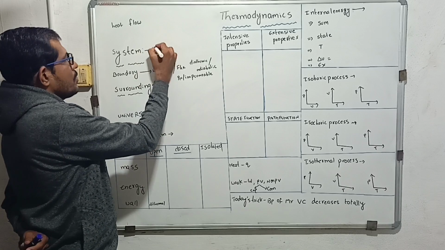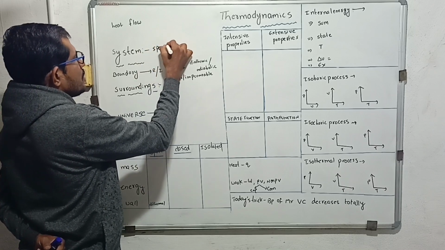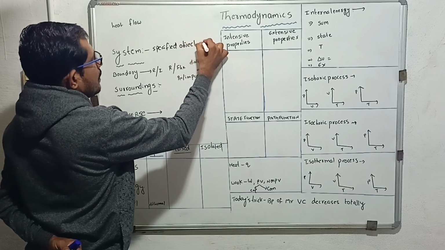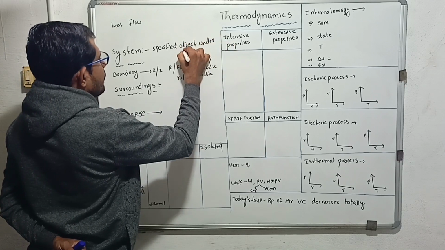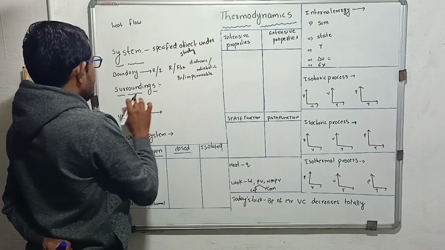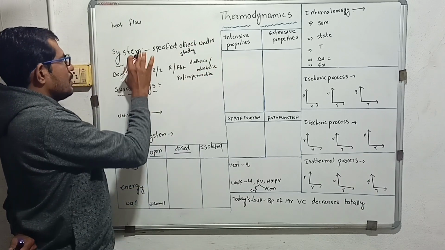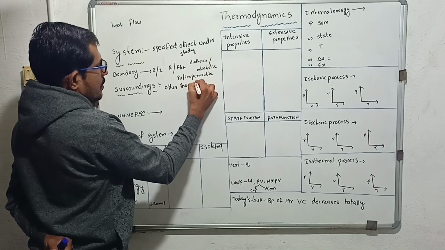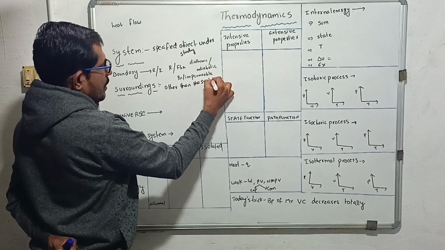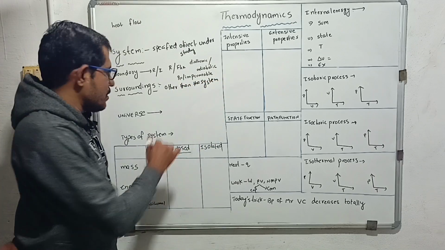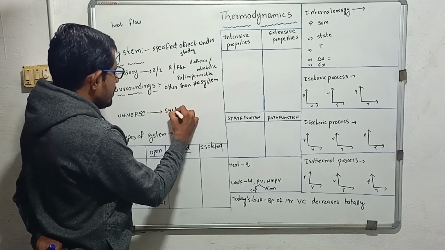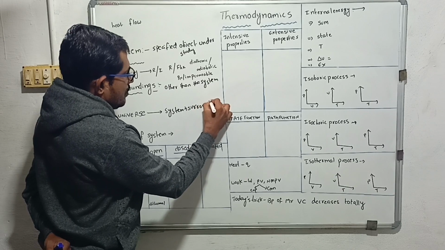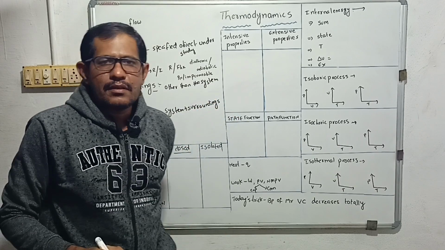What is the system? A specified object or part under study. What are the surroundings? Other than the system is called surroundings. What is the universe? System plus surroundings is called universe.